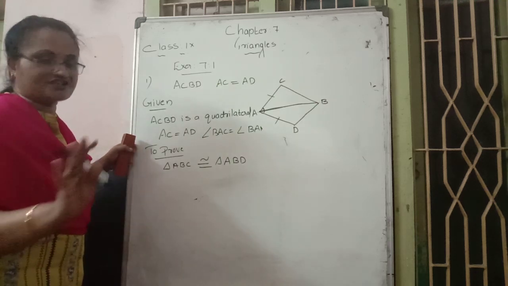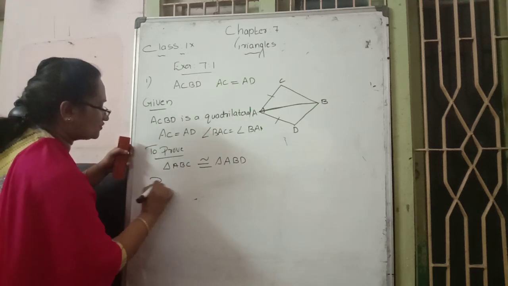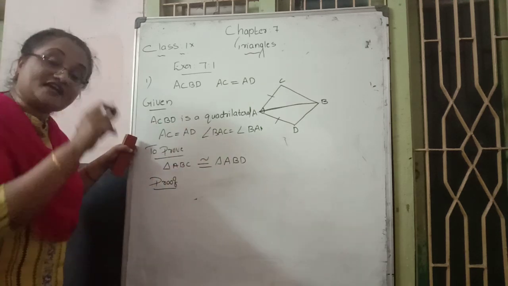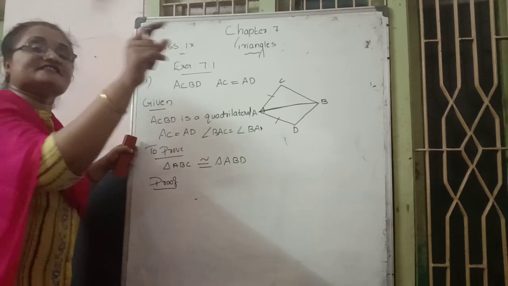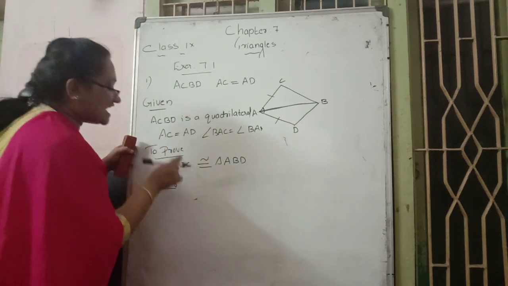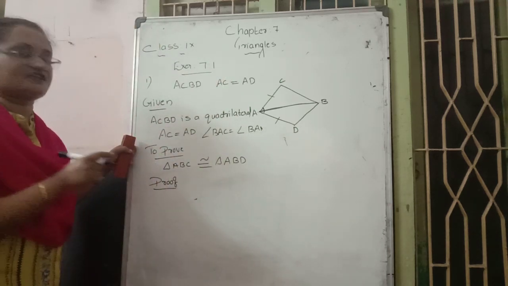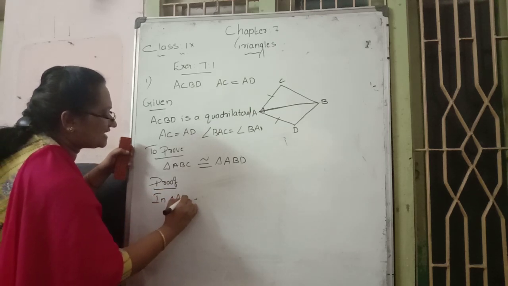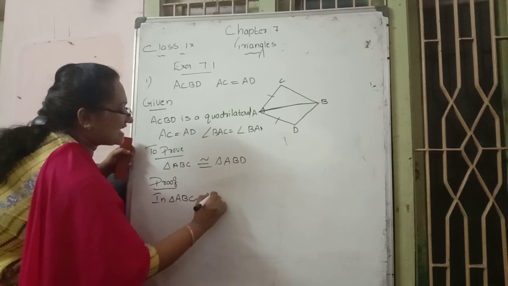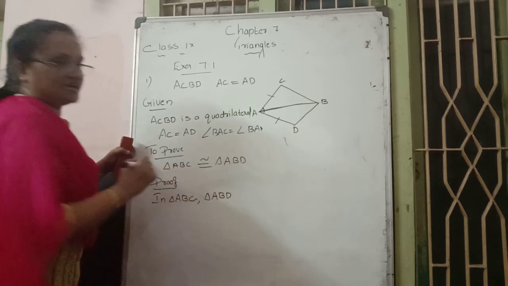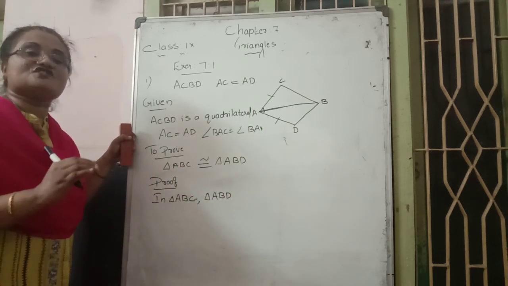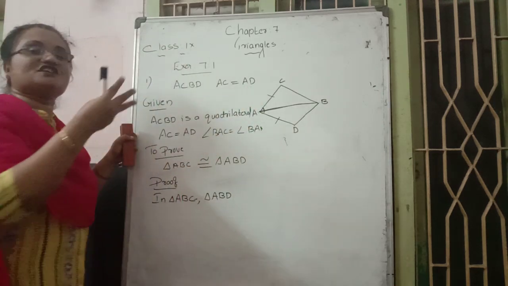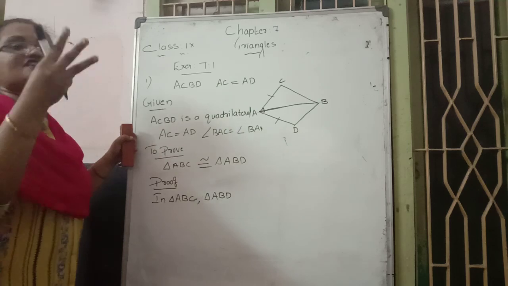Here there is no extra construction. Next is the proof. How do we prove this? First, we consider what they ask us to prove. They ask us to prove the triangles are congruent, so we consider the two triangles, triangle ABC and triangle ABD. To show the triangles are congruent, three conditions apply, with the help of the diagram.